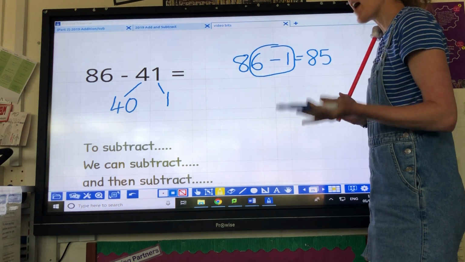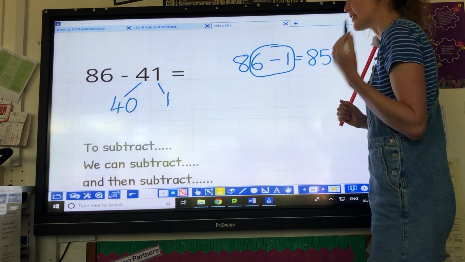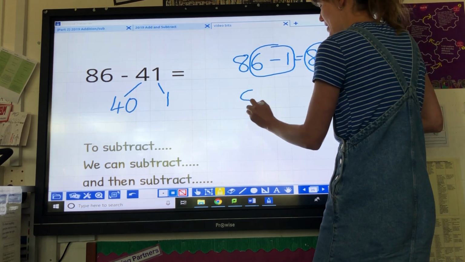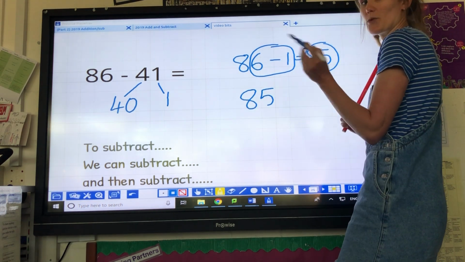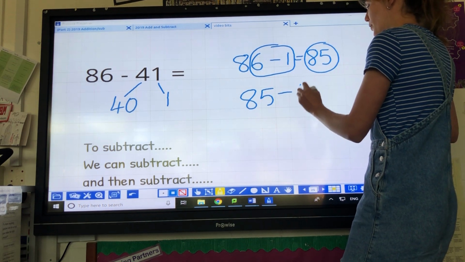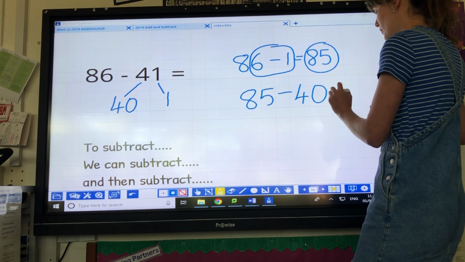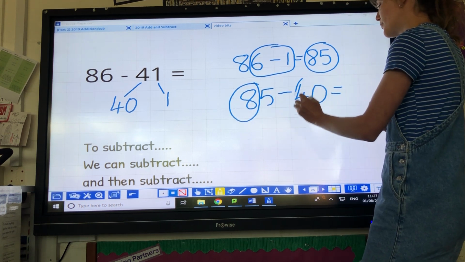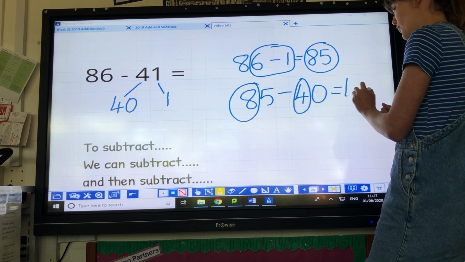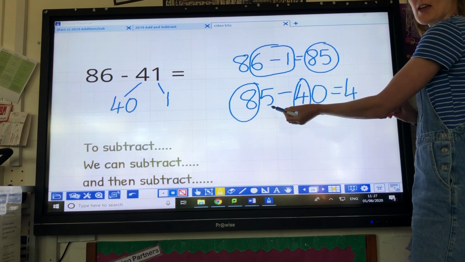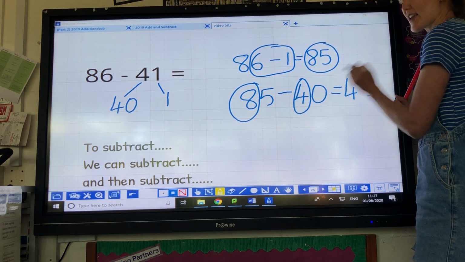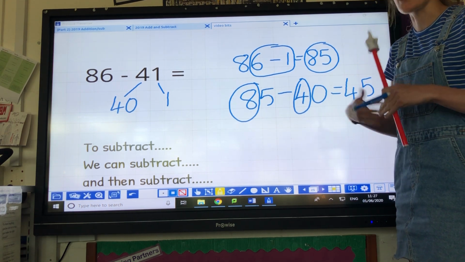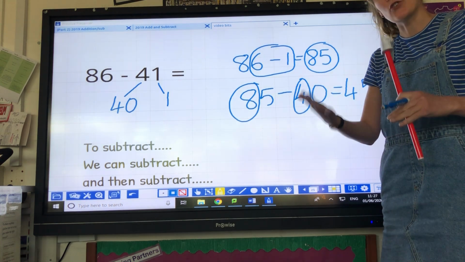Okay, and then we subtract the tens. So we've got 4 tens, so we've got 85 now, because we've already subtracted 1. Subtract 40. So remember, we're just thinking about the tens now. So 8 tens subtract 4 tens, which is going to be 4 tens. And then how many ones did we have? 5, because we didn't take away any ones. So it's 45. Okay, so I want you to have a go at doing that in your book.